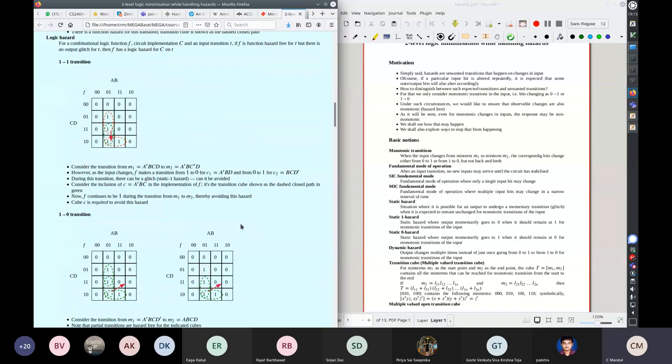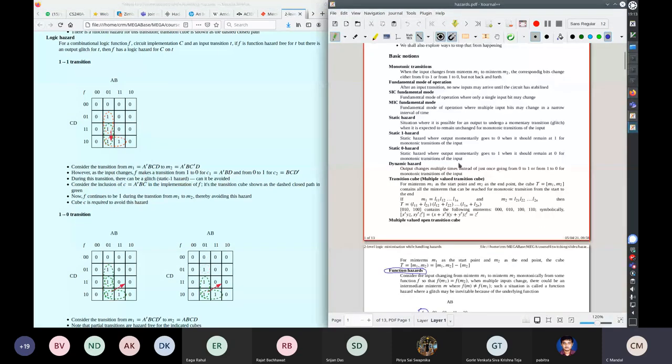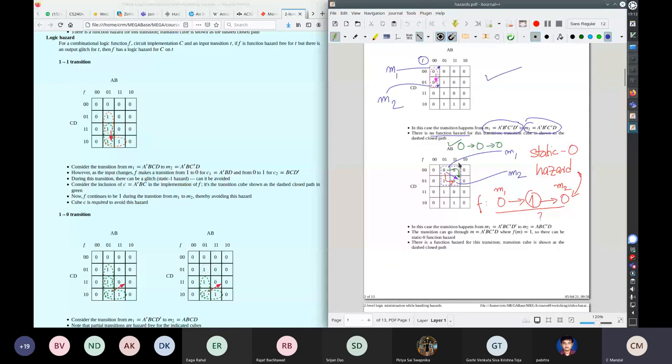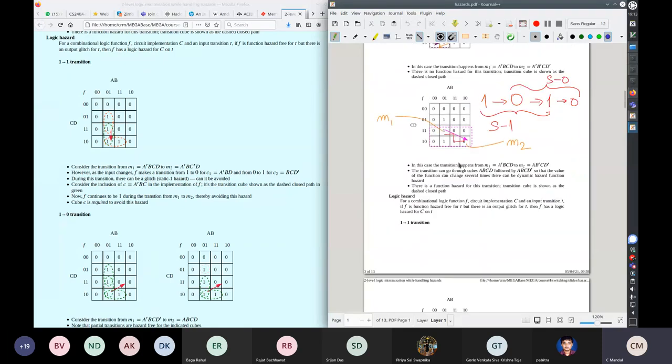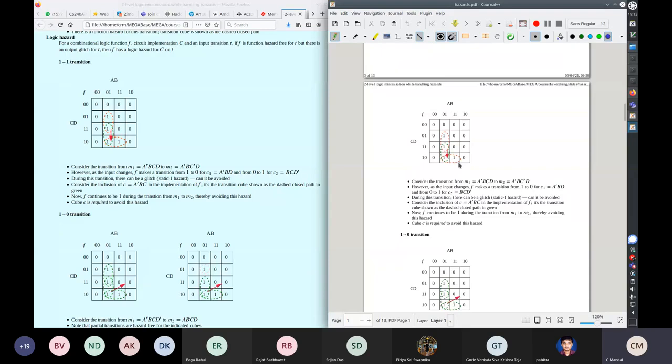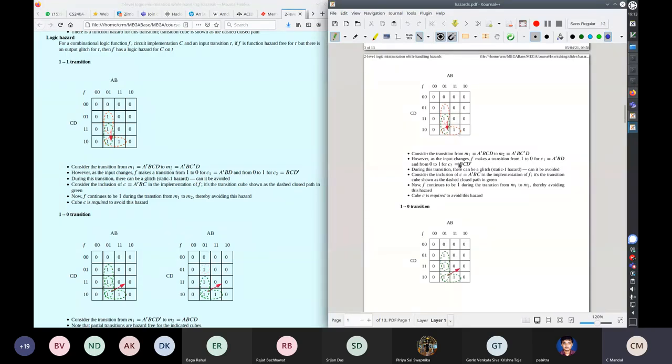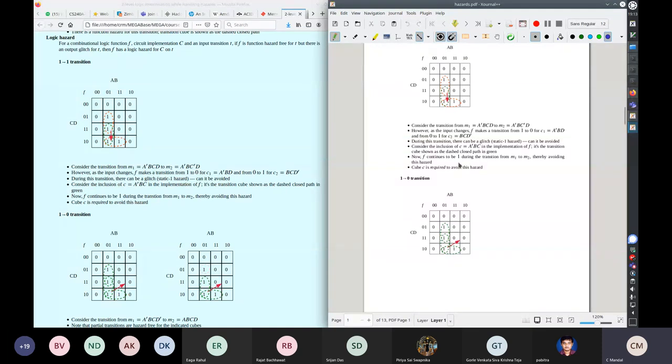So look at these logic hazards. This is the simplest one. Look at the Karnaugh map of this function. The onset is marked with ones and the offset is marked with zeros, and you know how to recognize those.